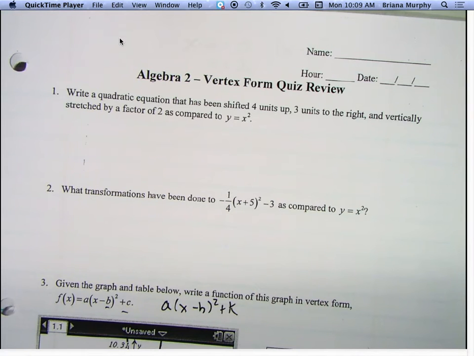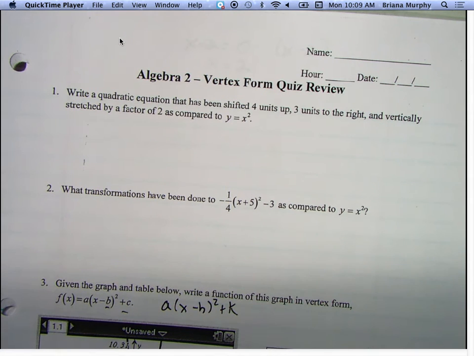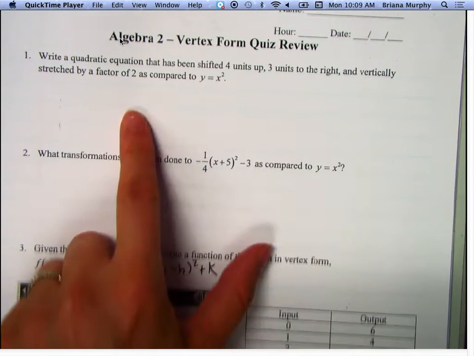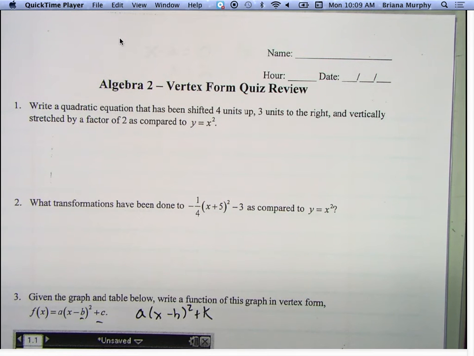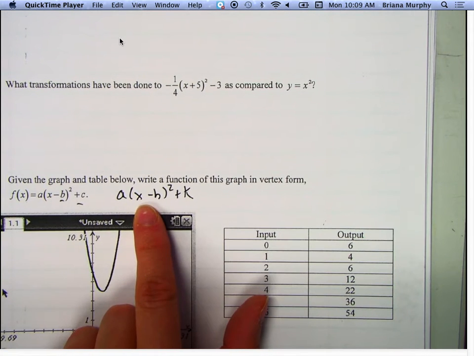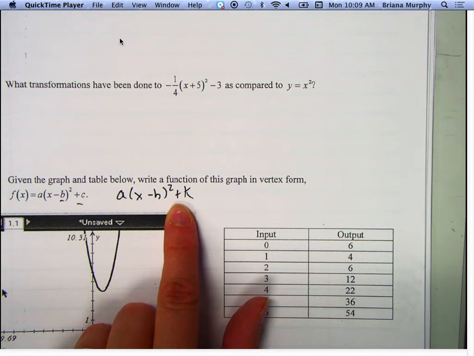I'm going to do some examples, like page 249, numbers 33 through 41. Okay, so I am looking at your review. Number one, you just have to write the new equation in vertex form, I would suggest. Number two, I have it in vertex form. I want you to tell me what you moved. Number three, another way to write this is a times x minus h squared plus k equals f of x.